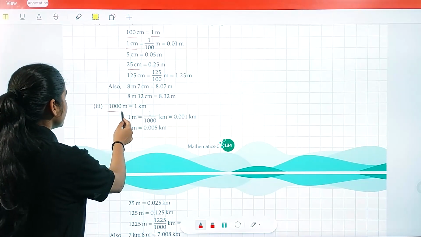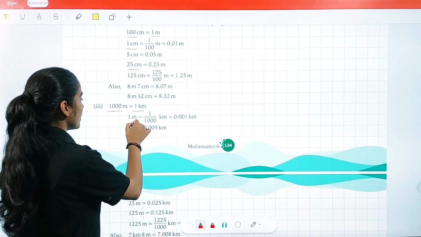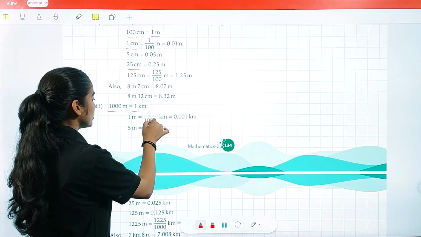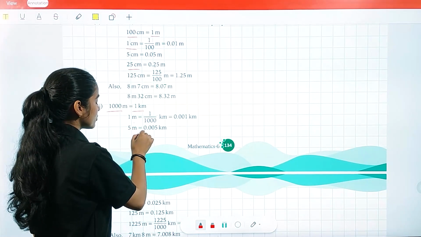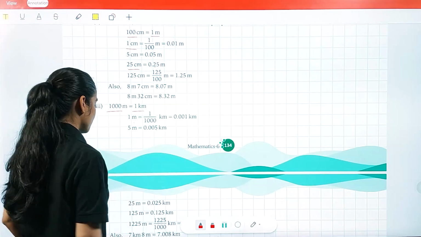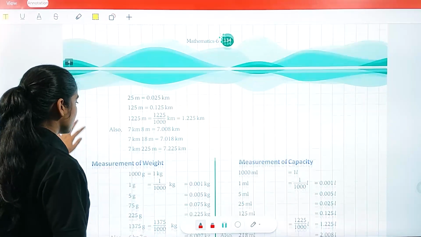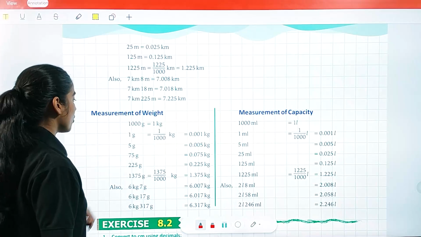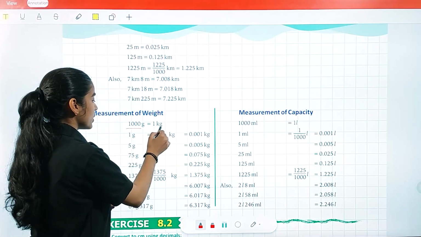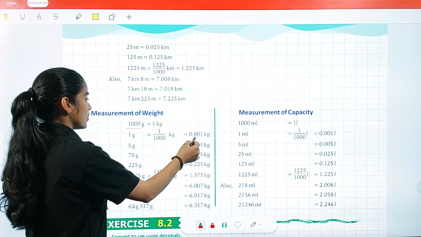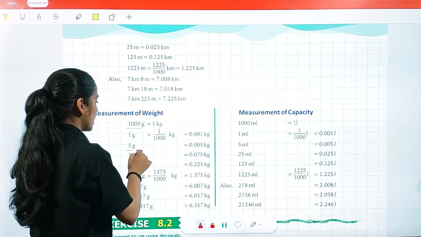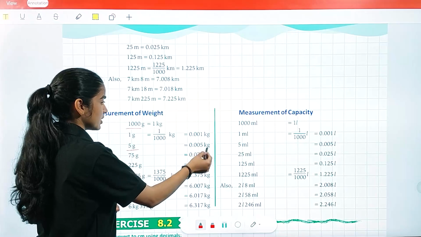Now 1000 meter is equal to 1 kilometer. So 1 meter is equal to 1 upon 1000 kilometers, 0.001 kilometer. 5 meter, 0.005 kilometer. So in this way you can represent your number. Now measurement of weight. 1000 gram is equal to 1 kg. So 1 gram is equal to 1 by 1000 kg, 0.001 kg. 5 gram is equal to 0.005 kg.